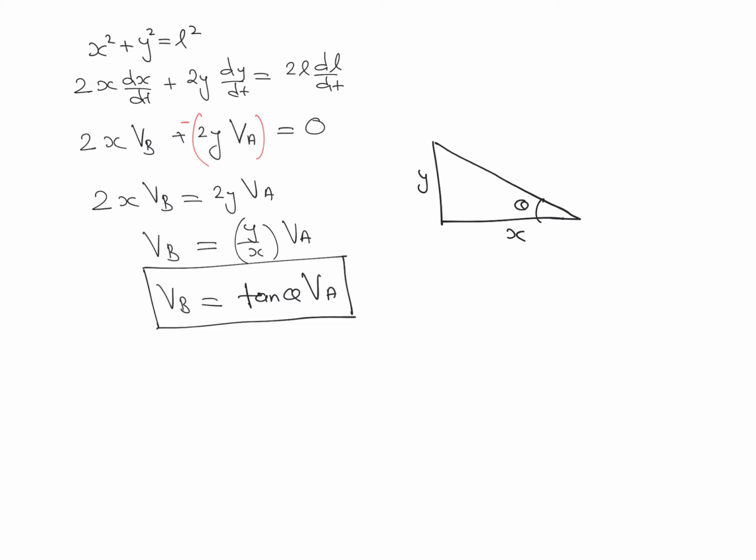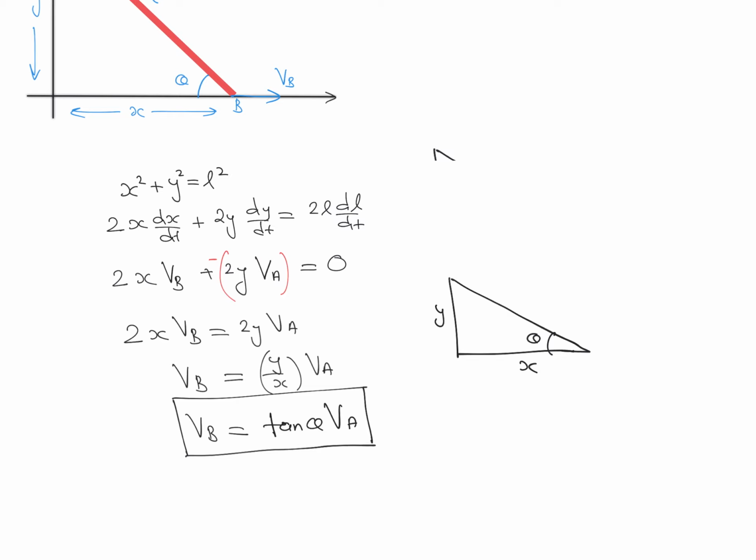So if you know the value of velocity of A, we can find out the value of B, or if you know the value of B, we can find out the value of A by using this constraint relation. Now we'll discuss another technique to find out this constraint relation for any type of rigid body.